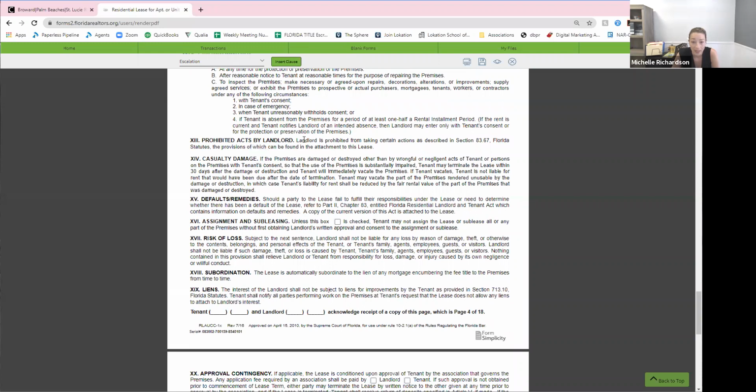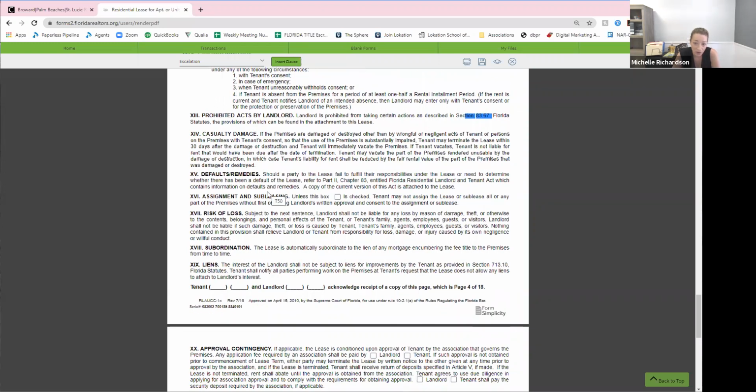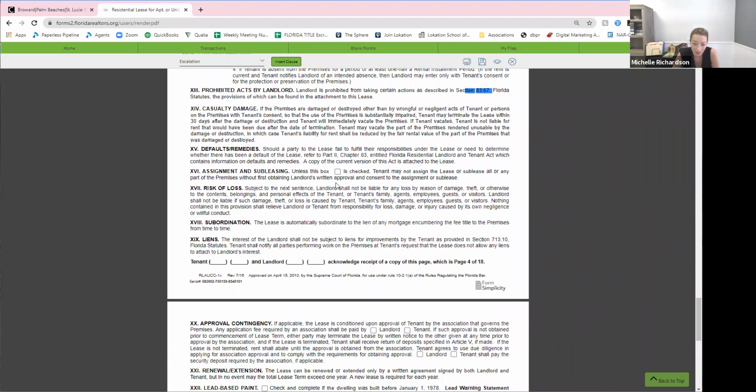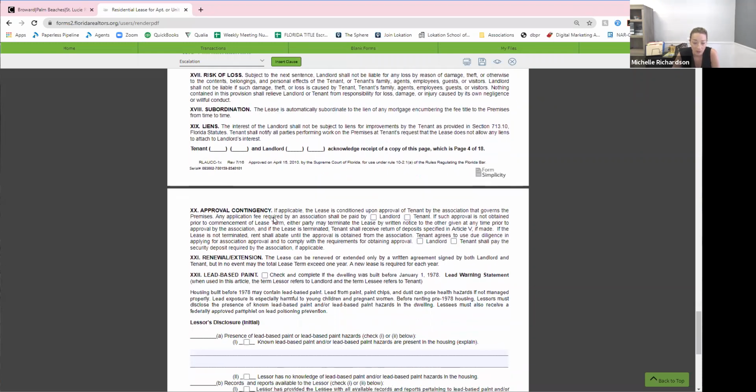Prohibited acts by the landlord. Landlord is prohibited from taking certain actions as described in 83.67, Florida Statutes. So you want to make sure that you are aware of what 83.67 is in this Landlord Tenant Act below here. Casualty damage, defaults and remedies, we won't go into any of this. Assignments and subleasing: unless the box is checked, tenant may not assign the lease or sublease. So just be very cautious that the tenant is aware that they cannot sublease a unit or a room out or anything like that without the landlord's permission. So we'll just keep going down here.